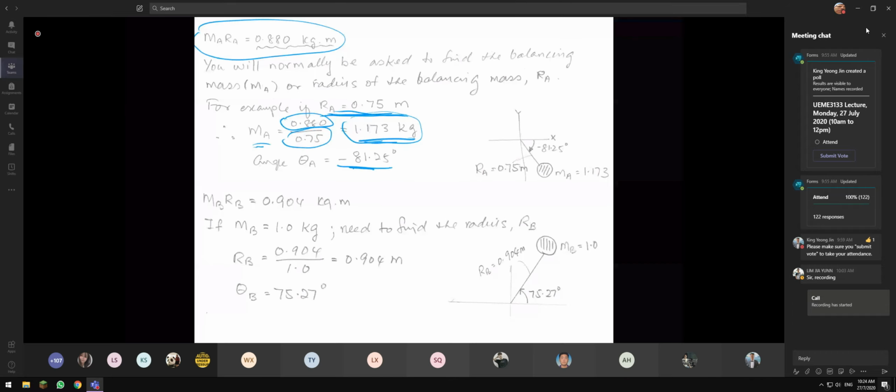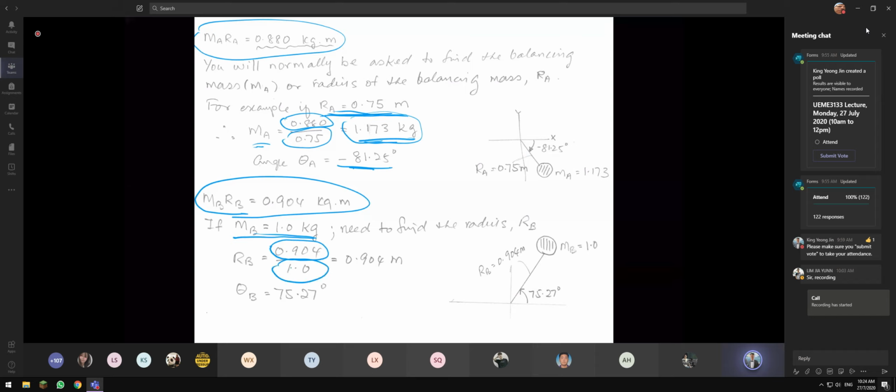It's a mass radius product. So this is another scenario. For example, now you only have the mass of 1 kg. So where do you have to put this 1 kg mass in order to make the system balance? Again, you take the MBRB divided by the MB. So you'll know that the location where you have to put this 1 kg of MB is at 0.904 meter.